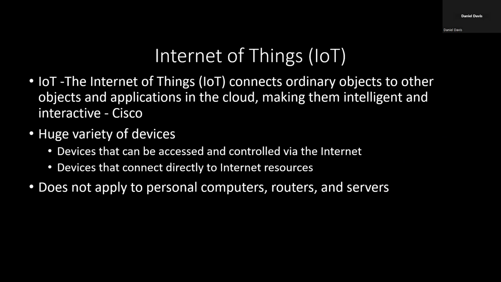Internet of Things. If you get online and try to find a definition or an explanation of what exactly that is, they're kind of all over the place, but I think this one from Cisco is pretty close to about as accurate and simple and clear of a definition as I could find. So I'm going to go ahead and run through that real quick. IoT, the Internet of Things, connects ordinary objects to other objects and applications in the cloud, making them intelligent and interactive. So that is the Cisco kind of textbook definition.